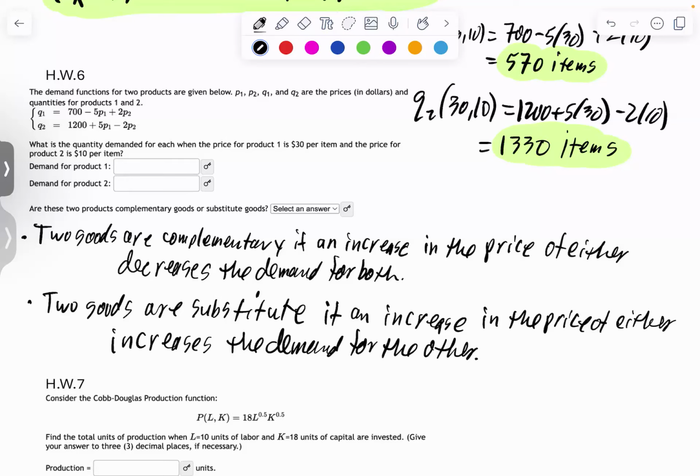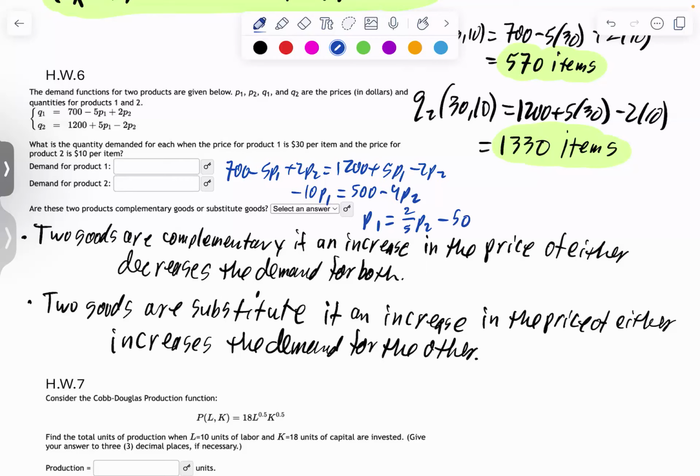So what we're going to do is set the two equal to each other. I'm going to do that up here. 700 minus 5p sub 1 plus 2p sub 2 equals 1200 plus 5p sub 1 minus 2p sub 2. And I'm going to get p sub 1 by itself. I'm going to subtract the 5p sub 1 from the right to the left, so I get negative 10p sub 1. I'm going to move the 700 and the 2p sub 2 to the other side. That's going to give me 500 minus 4p sub 2, which means p sub 1, when I divide by negative 10, is going to give me 2 over 5 p sub 2 minus 50.